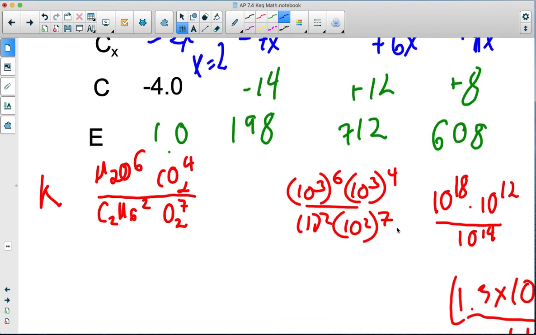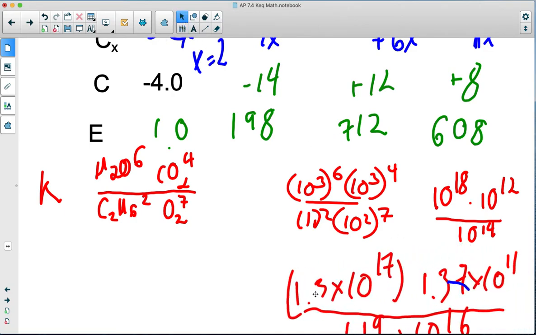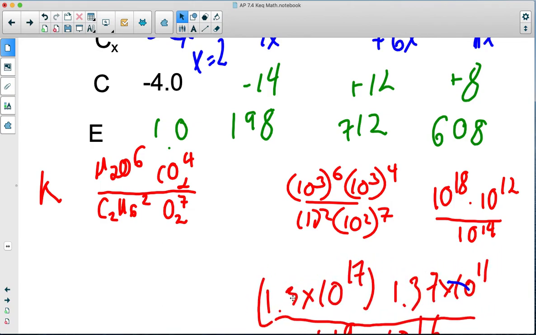If we actually do all the math, which you should do since you have a calculator there at home, you should plug this in, 712 to the 6th power, 608 to the 4th power, and that should give you 1.3 times 10 to the 17th, and 1.37 times 10 to the 11th.